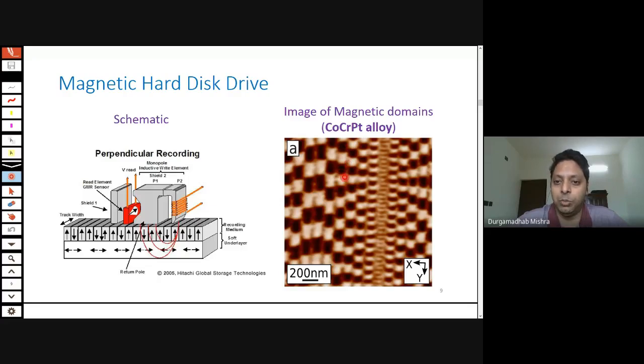This is the material, cobalt, chromium, and platinum. And this is a typical hard disk on your system. If you look at it, this is how it would look like. So this image is taken by a microscope called magnetic force microscope. We'll not go into the detail. I just want to inform those who are interested. You can look it up.